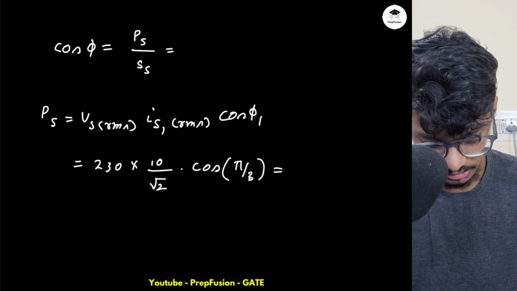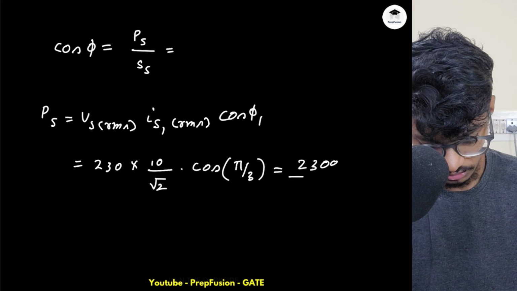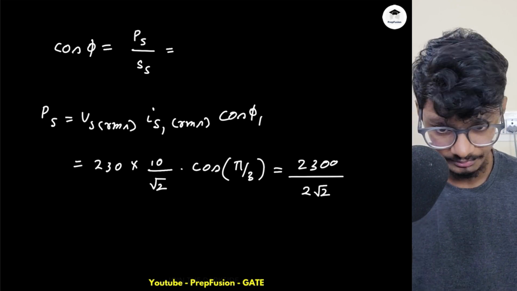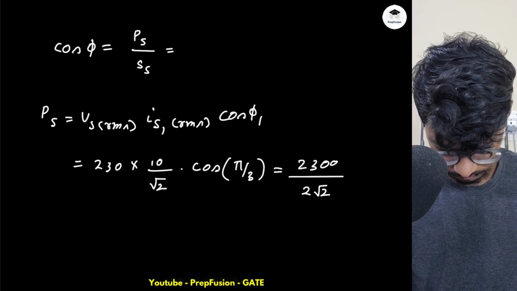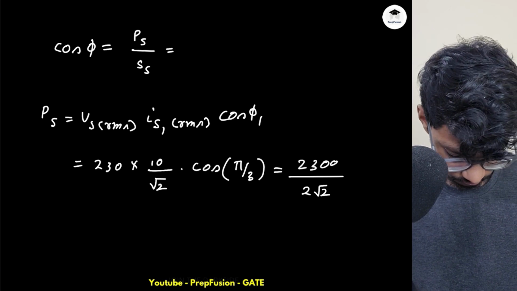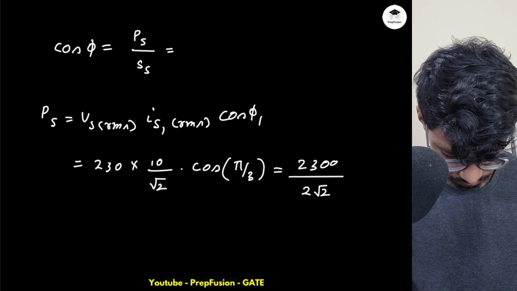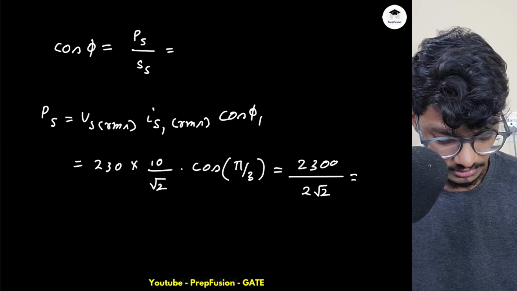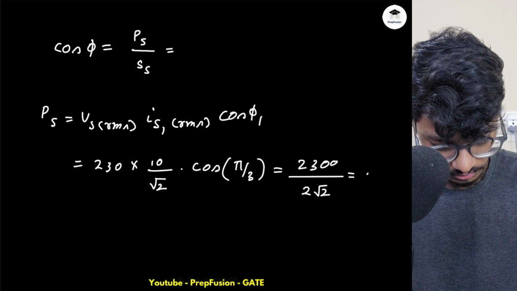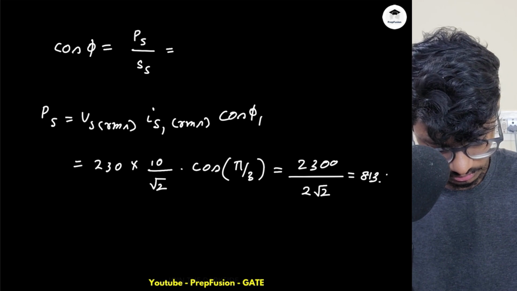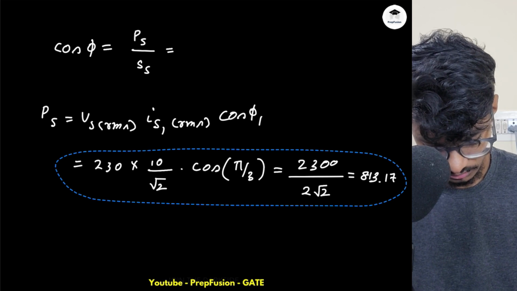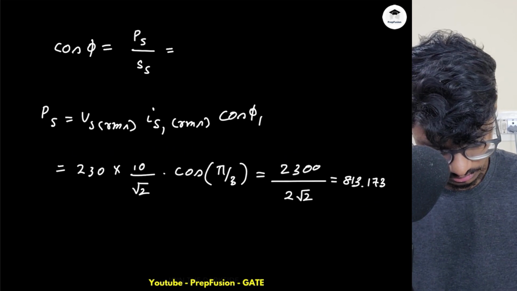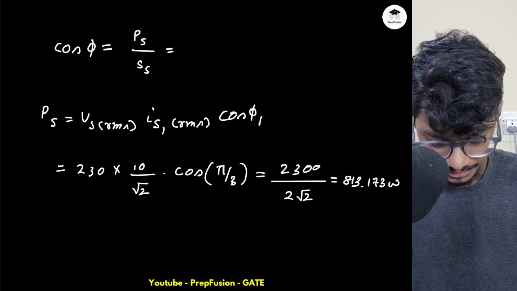So this will be 2300 divided by 2 root 2. I'll just quickly compute this value. So this will be 813.173 watts, right? Now I need to compute the S.